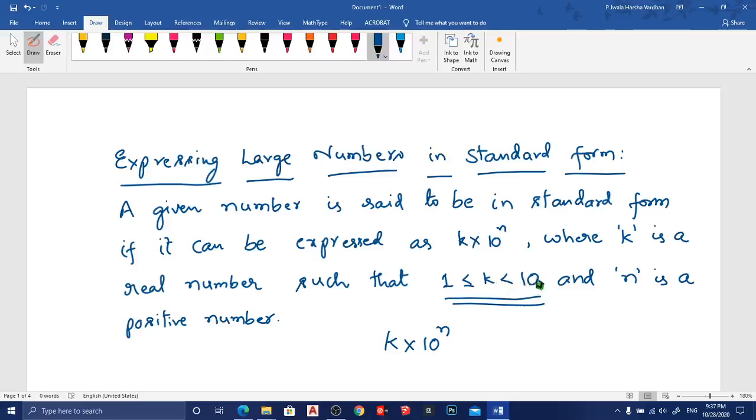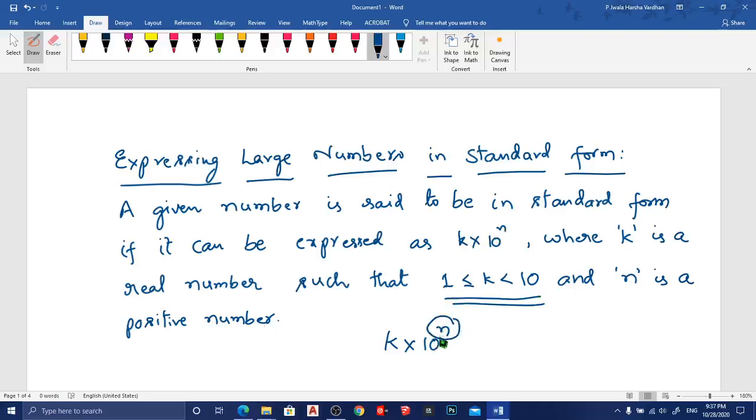Here, less than 10 only. Here 1 is less than or equal to k means that the k value may be equal to 1 also, and from 1 to 10 it should be there, but should not be equal to 10. Less than 10 it should be. That k value should be in between 1 and 10 and may be equal to 1 also, and n is a positive number. This n should be a positive number only.